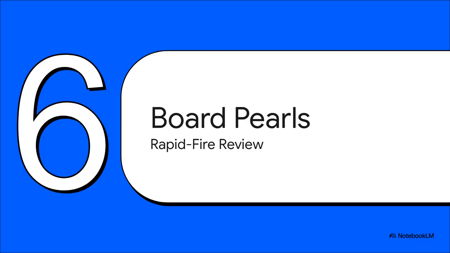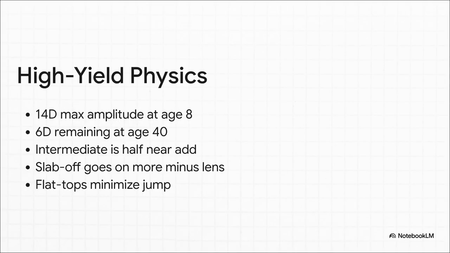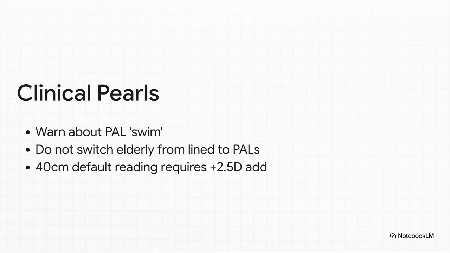All right, home stretch. Section 6, rapid-fire board pearls to lock this all in. Drill these physics concepts into your mental model right now. The 14-diopter maximum amplitude at age 8. The critical 6 diopters remaining at age 40. Remember that the intermediate stripe of a trifocal is always exactly half the near add. For anisometropia, slab-off goes on the more minus lens. And always remember that flat-top bifocals minimize image jump because their optical center is sitting up high. And on the clinical side, you must manage expectations by warning patients about PAL's swim.